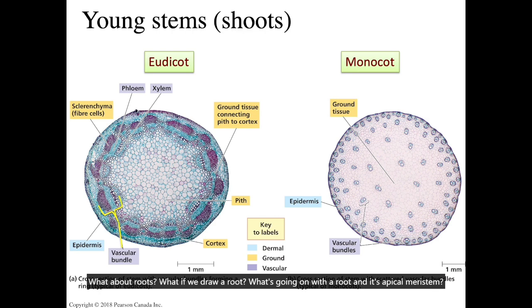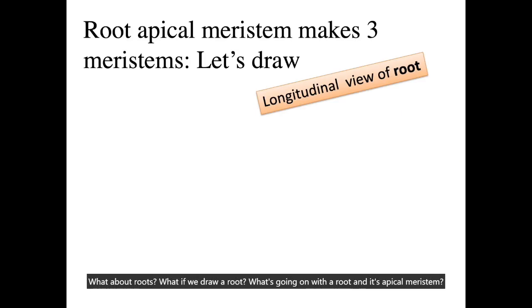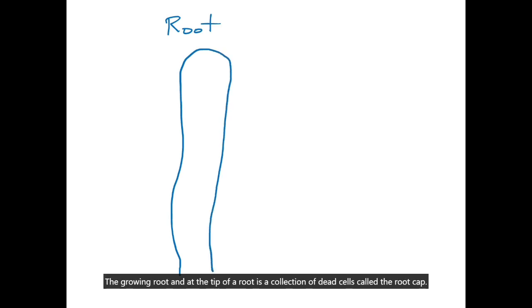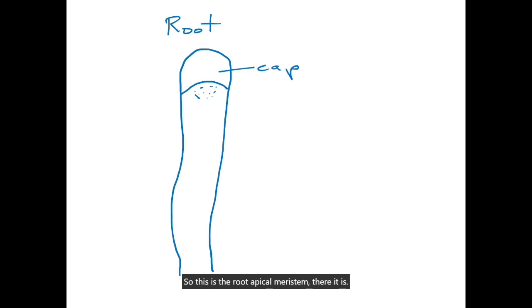What's going on with a root and its apical meristems? Okay, so let's draw a young growing root. We'll concentrate on the apical meristem and the tissues it makes. So here's the root. And at the tip of a root is a collection of dead cells called the root cap. There it is. Right behind the root cap are the cells that make up the meristem. So this is the root apical meristem.